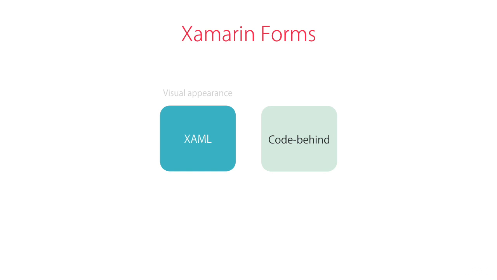And we use this to define the user interface of our applications. For example, we can define what elements we have on a page, where they are located, and what they look like. Behind every XAML file, we have what we call a code behind, which is basically a class that implements the behavior for that page. For example, what should happen when we click a button or select an item from a list? So these are the responsibilities of the code behind.